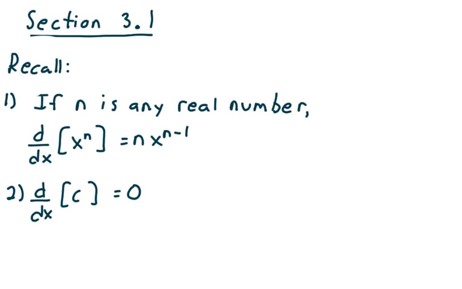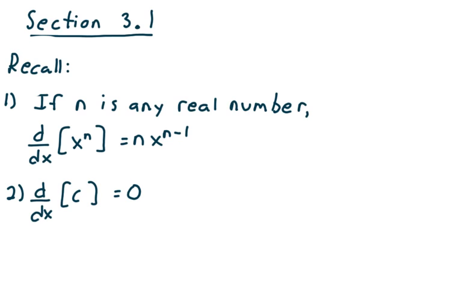This is a video from section 3.1. Recall, number 1, if n is any real number, the derivative of x to the n with respect to x is equal to nx to the n minus 1. So this is the general power rule.